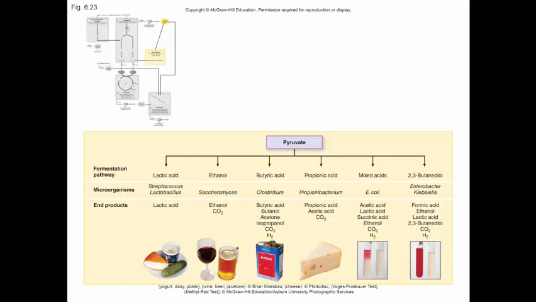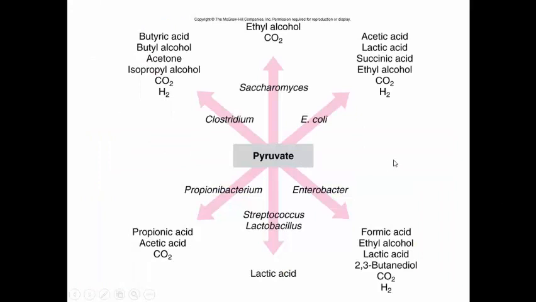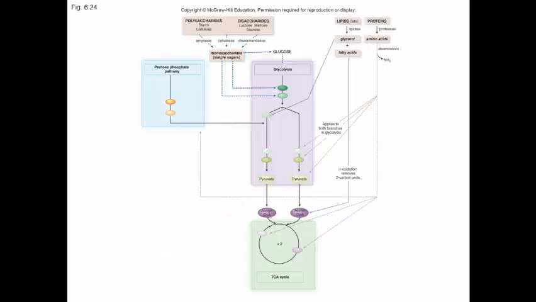Okay, let's talk about catabolism of other organic molecules, shall we? I love telling that story because it's really important. If you take a look at just pyruvate, look at all the different formations you get here. This is an earlier chart that I thought would be very helpful for some. Just look at E. coli. From pyruvate, it'll make acetic acid, lactic acid, succinic acid, ethyl alcohol, et cetera. Saccharomyces, ethyl alcohol. Clostridium, you've got all of those, including isopropyl alcohol. Propionibacterium, propionic acid, acetic acid, and so forth and so on.